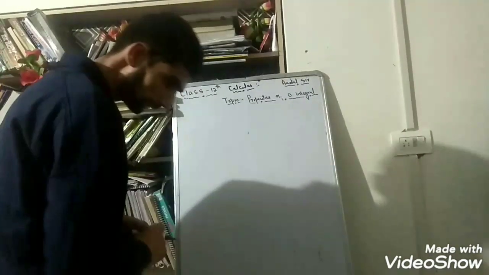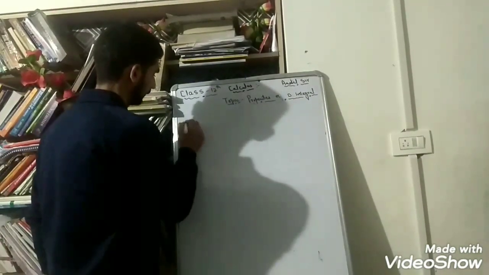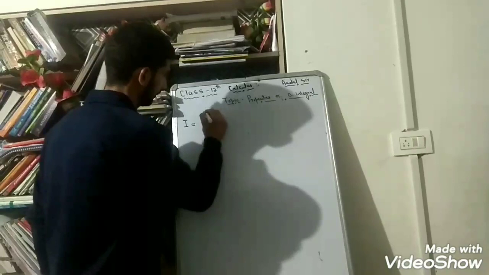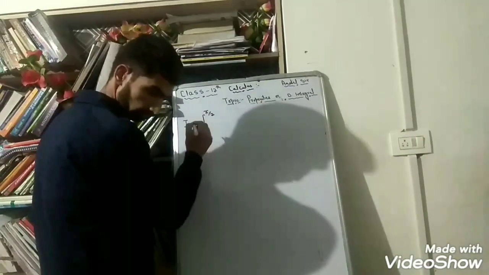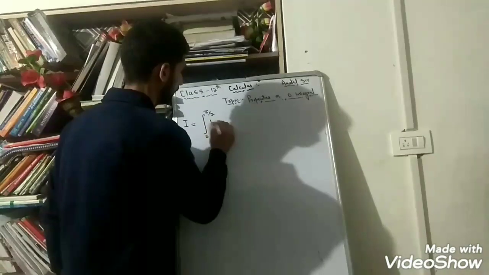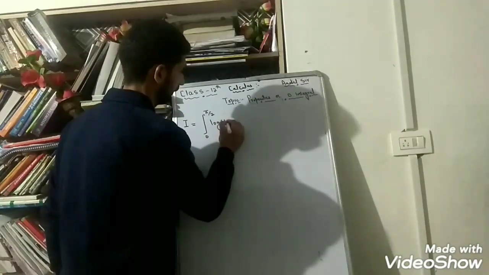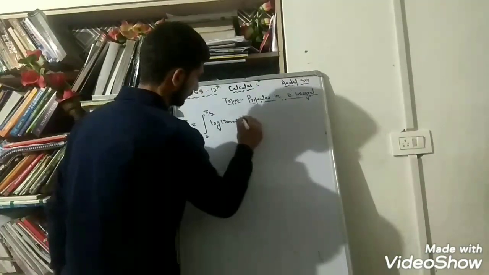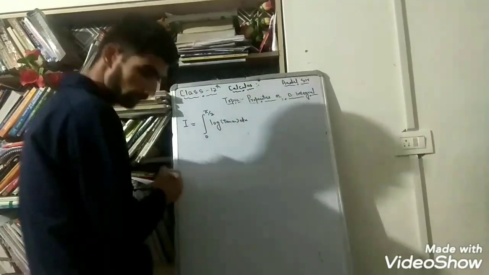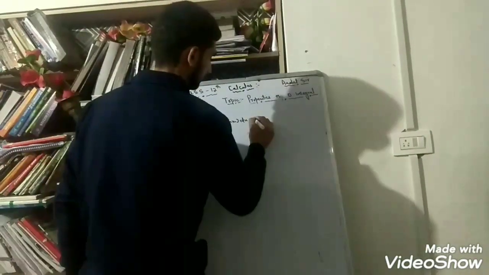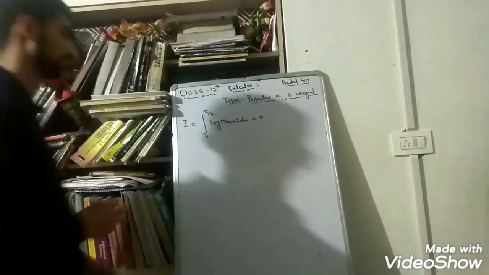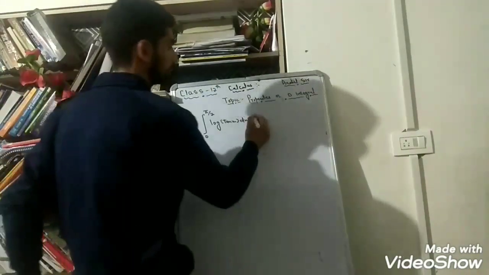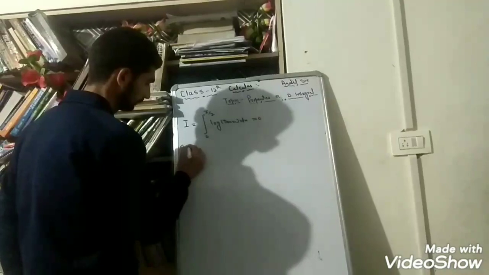We take another example. If we have I equals the integral from 0 to pi divided by 2 of log of tan of x dx, we have to prove it is equal to 0. Same method, you have to find this with the help of these properties. So you will write the solution.